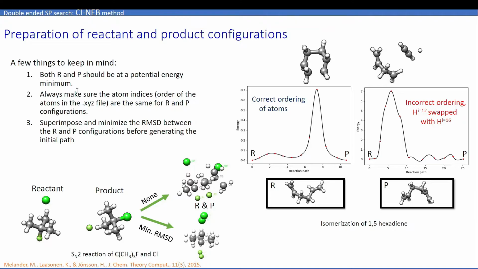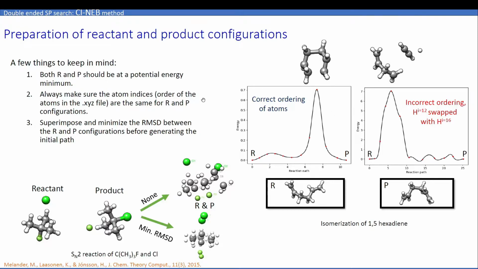Second, you need to make sure that the atom indices, or the order of atoms in the .xyz configuration files, are the same for the reactant and product. For example, see this isomerization reaction here. There is a one-to-one mapping of the ordering of atom indices for the reactant and product configurations here, and you obtain the likely saddle point. To the right, I have swapped the placement of the two hydrogen atoms, and you get this crazy intermediate configuration with the carbon-carbon bond broken and the hydrogen atom flying off. And of course, this issue applies to any double-ended method.